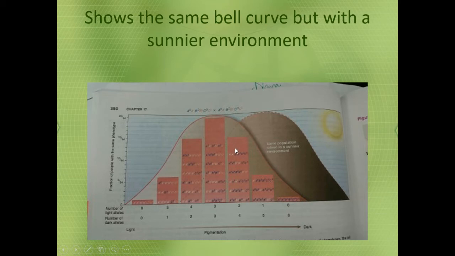But if you live in a place where there's a lot of sun, that bell curve is now going to shift. So you're hardly going to have any people that are completely white over here, hardly any people that are lighter skinned, and your medium range would actually be more on this darker side. And that's all based off of the environmental conditions.